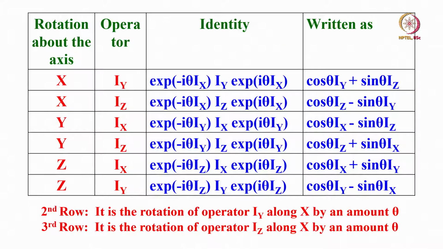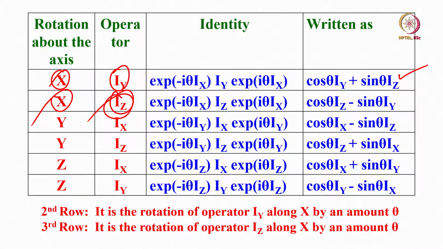And this is a simple table which tells you what is the rotation about an axis, what is an operator, and what is the final solution for such type of things. Only a couple of them are needed for you, because let us say you can have an operator Iy or an operator Iz. What can happen for Iy and Iz? You can have a rotation of Iz about x axis. You can rotate Iy about x axis.